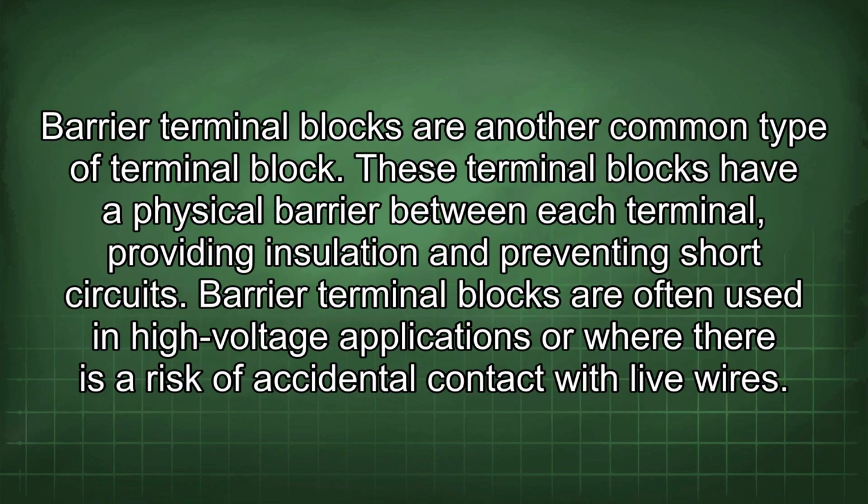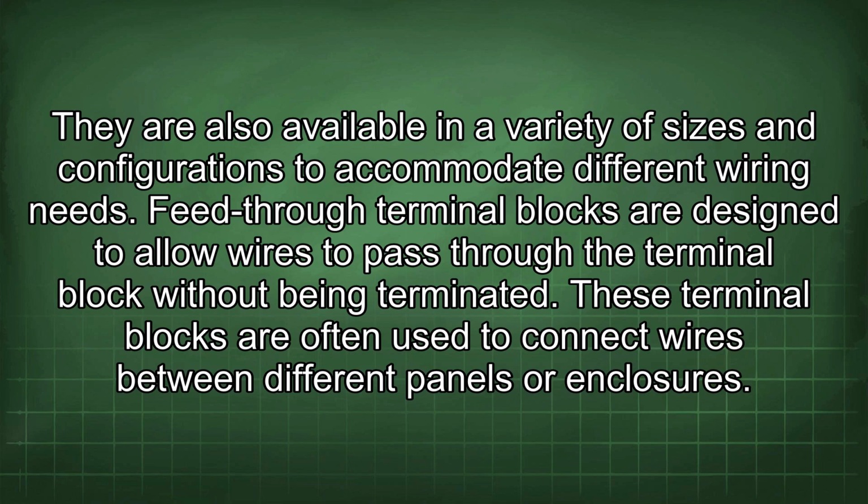Barrier terminal blocks are another common type of terminal block. These terminal blocks have a physical barrier between each terminal, providing insulation and preventing short circuits. Barrier terminal blocks are often used in high-voltage applications or where there is a risk of accidental contact with live wires. They are also available in a variety of sizes and configurations to accommodate different wiring needs.